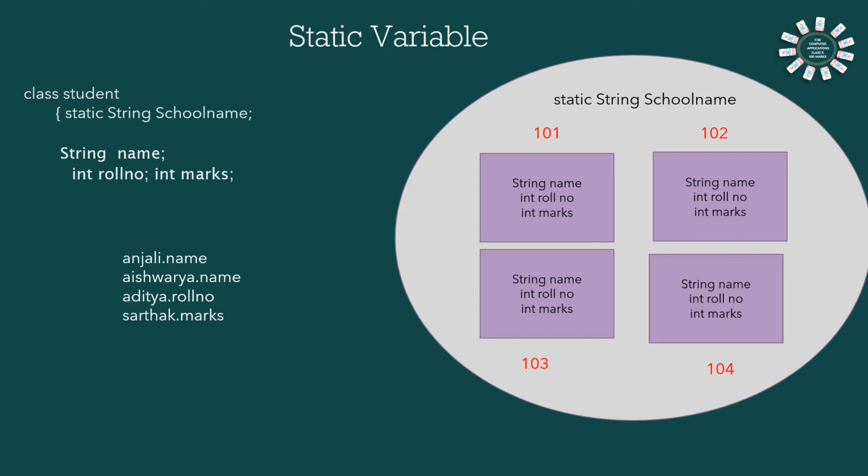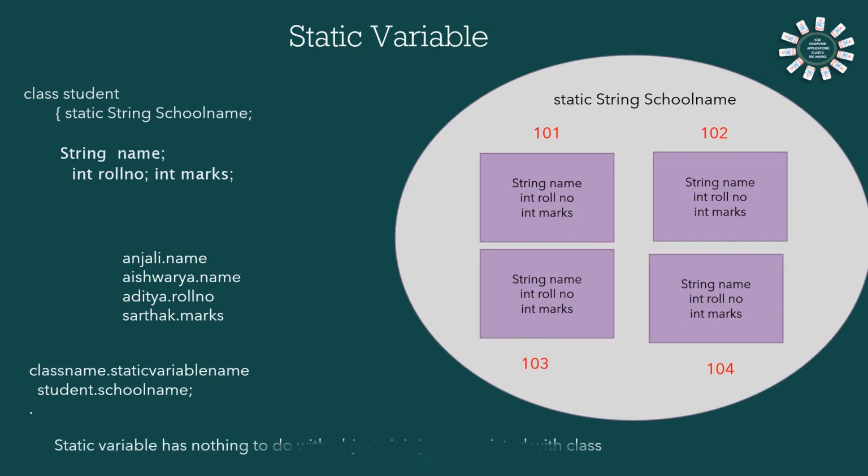But if the variable is declared as static, it is a class variable, it belongs to the class, so it can be accessed only through the class name. For example, in this case, the class name is Student, we can access the variable schoolName through the class name, that is Student.schoolName. We can say Student.schoolName is equal to, and we can give any school name according to the data type. So keep in mind, a static variable has nothing to do with the objects. It is just associated with the class.